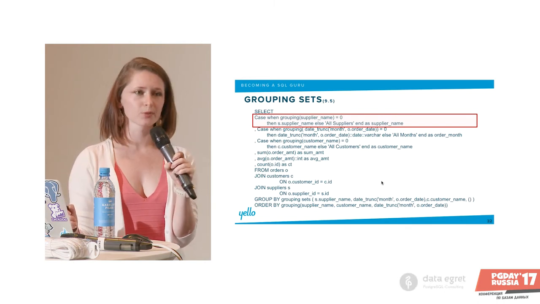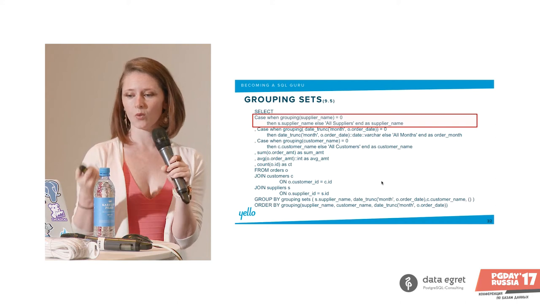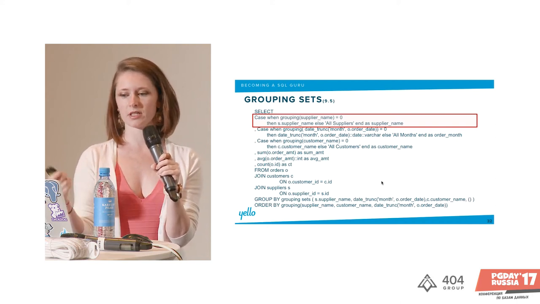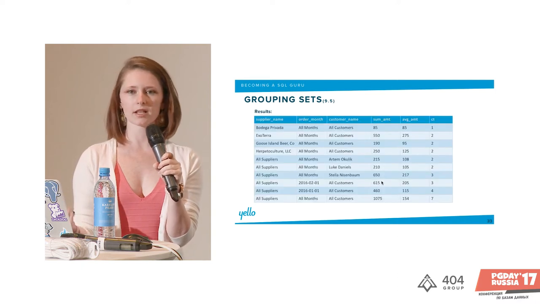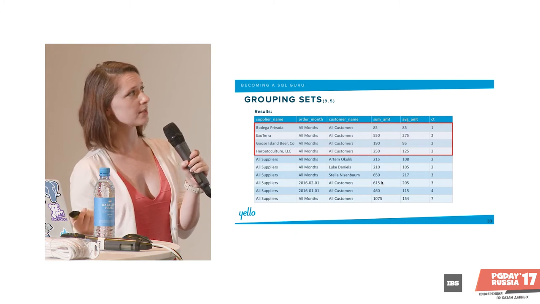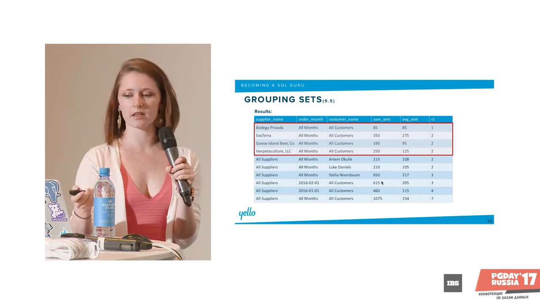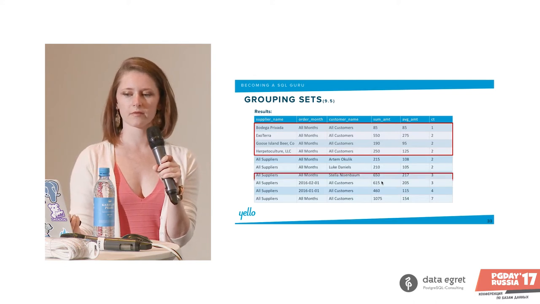So there's this grouping operator. So in my case, I'm going to do a case statement and say, when the grouping for my supplier name is equal to zero, then I want to leave the supplier name. Otherwise, I want to replace it with some standard text. In my case, I chose all suppliers, and I did the same exact thing for all the other attributes in my set. So now I get something like this.